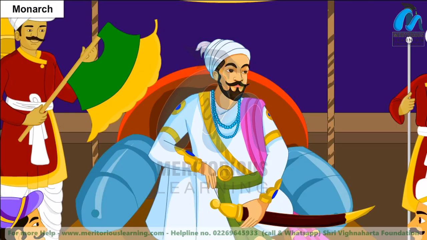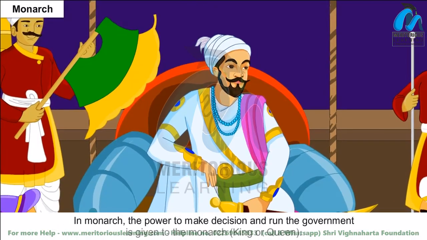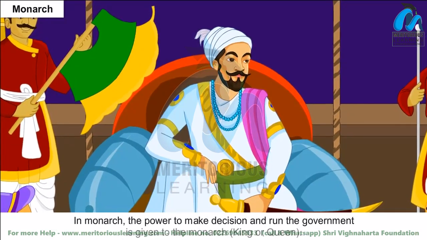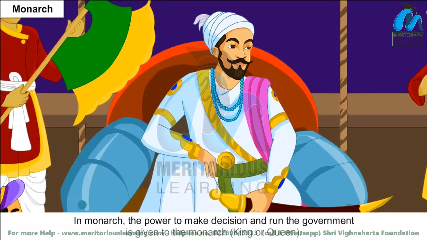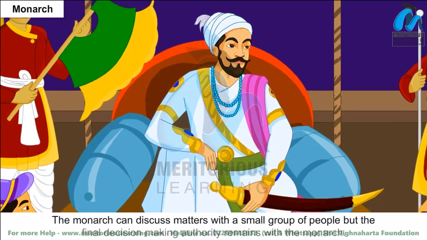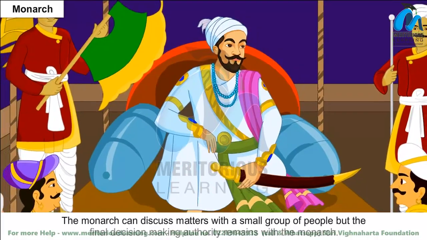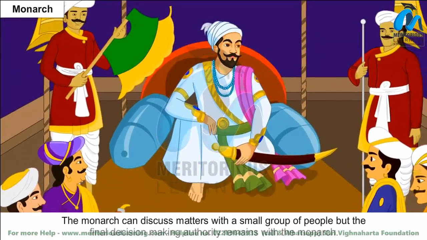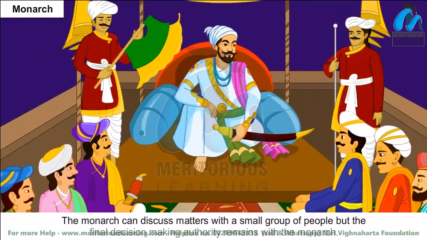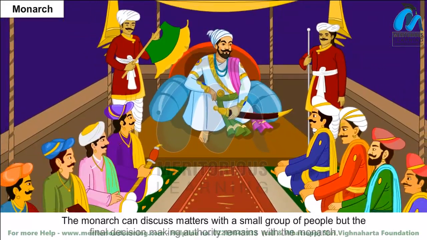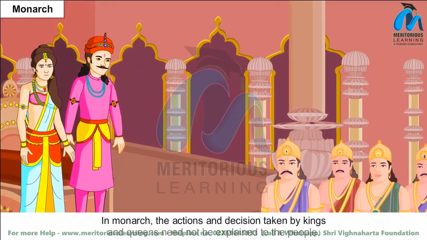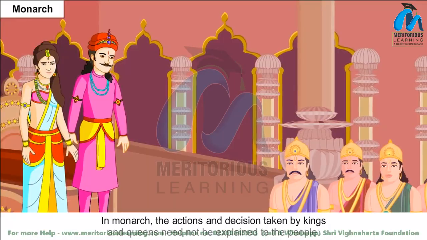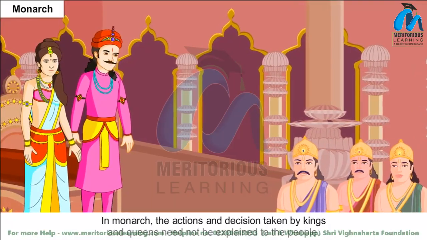Monarchy. In a monarchy, the power to make decisions and to run the government is given to the monarch, king or queen. The monarch can discuss matters with a small group of people, but the final decision-making authority remains with the monarch. In a monarchy, the actions and decisions taken by kings and queens need not be explained to the people.